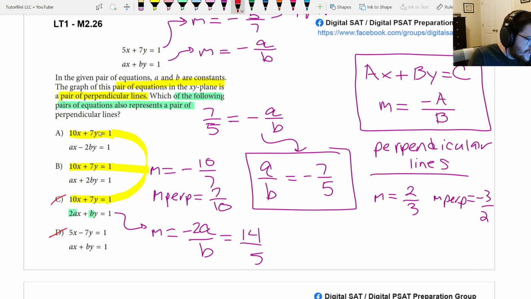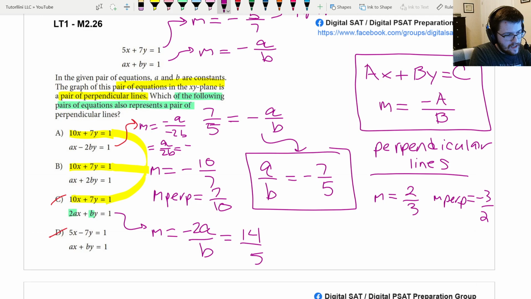Okay, let's do answer choice A now. So this one is m equals -a/-2b, which is just a/2b, which, look at what we had before, that would be -7/5. So 7, but then it's 2b on the bottom. So 5 times 2 is 10. So that's -7/10. We wanted +7/10, so that's not right. So I bet it's B.